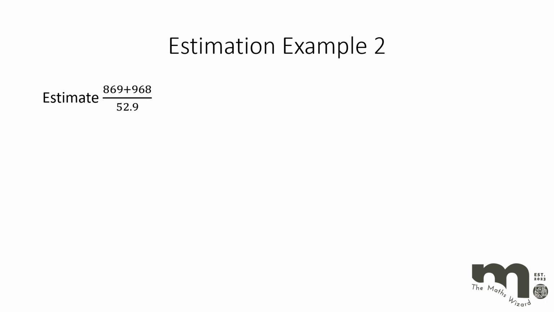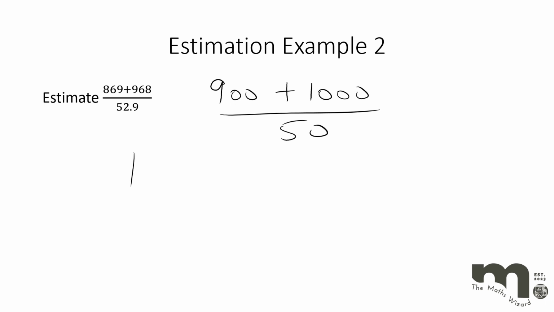Okay, next example then. So always show all of your rounding as well, because that can sometimes get you marks. We've got 900 here. Now here we're going to have 1,000. And we're going to be dividing that by 50. So we've here got 1,900. Yeah, so 1,900. Divided by 50.